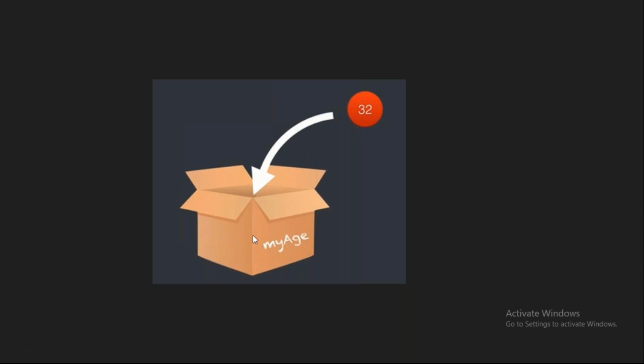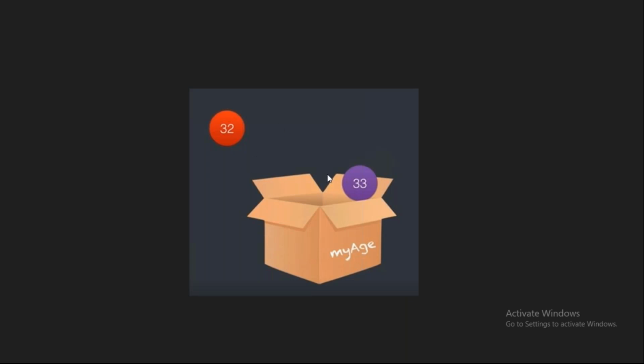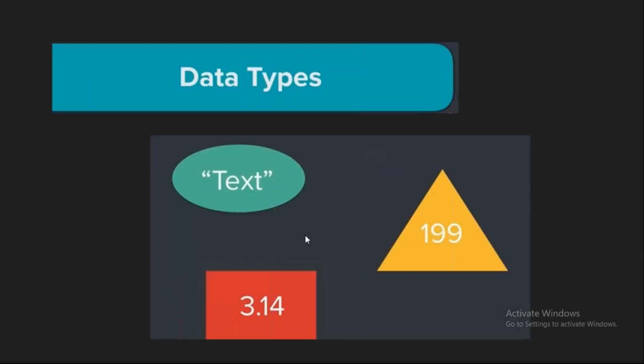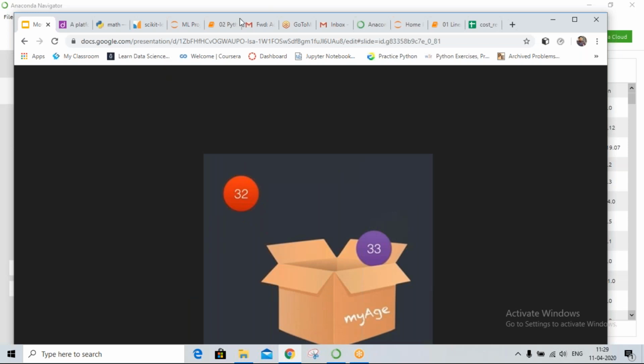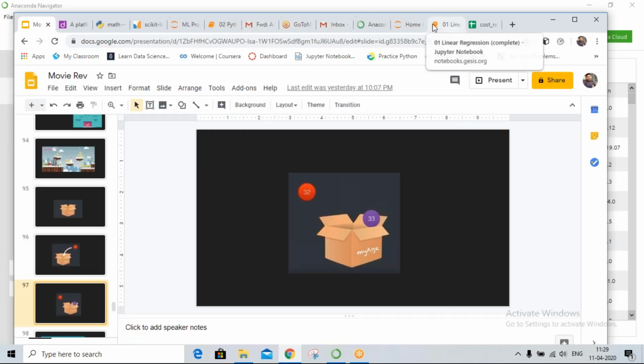Now I keep that 32. Now let's say after 1 year I have to update the value, or maybe after some time in the game I have some process, some iteration with which the value is going to be changed. So how is that going to happen? It is going to dump that value and assign a new value, 33, to that variable, to my age. So let's try to look at that in the form of coding.